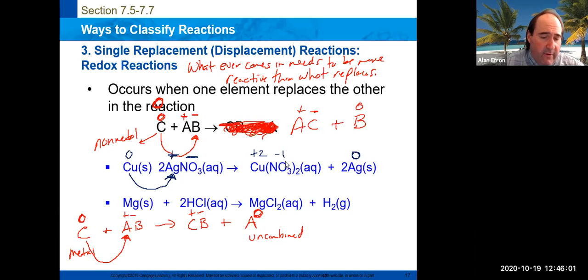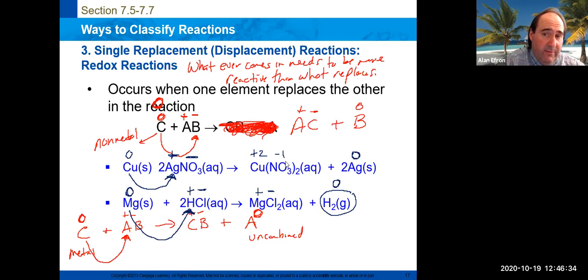Same thing here. We have our magnesium, which has no oxidation state. We have hydrochloric acid, which is essentially a positive and negative guy. Same thing's going to happen here. Magnesium is going to come in and kick out our positive guy. When hydrogen gets kicked out, it becomes hydrogen gas, which means you would see bubbles occurring. It also has an oxidation number of 0. We make a new ionic compound, positive and negative. So again, both of these are examples of single replacement reactions.